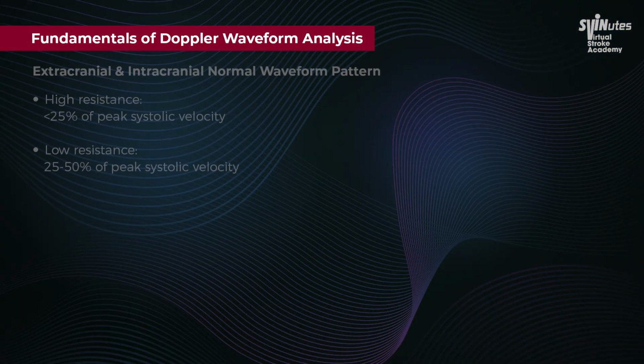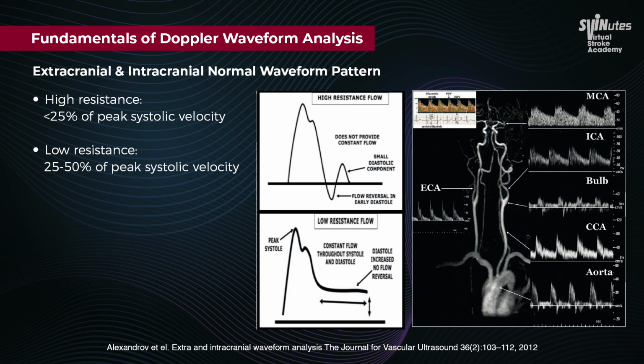Arteries that supply the extremities as well as proximal great arteries have a high resistance pattern, where there is a low component of diastolic flow, typically less than 25%. In contrast, arteries that supply the brain, intracranial and precerebral arteries such as the internal carotid, have a low resistance pattern, where they have constant flow throughout the cardiac cycle, diastolic flow being a quarter to half of the peak systolic velocity.